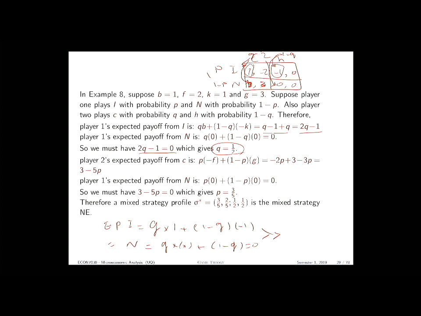Now, what remains is to do exactly the same thing for the other player, so switch the players in order to find P. Usually for symmetric games, this is much easier because you don't have to do it twice. Once you find Q, that will be P for the other player. But here it is not a symmetric game, therefore we have to do it twice. So now fix any action of player 2, for instance C. The expected payoff when player 2 plays C is P times 2 plus 1 minus P times 3.